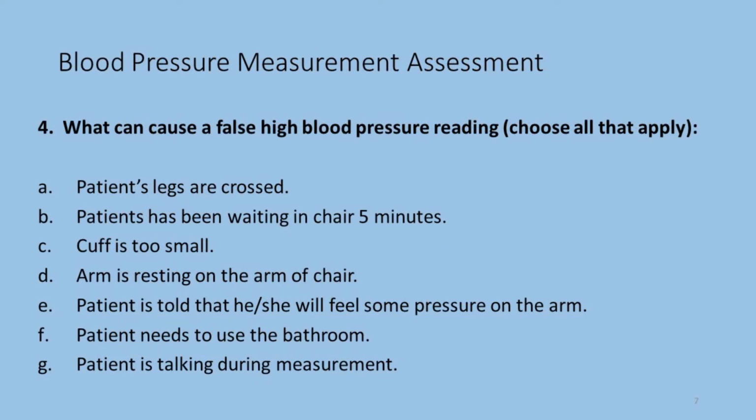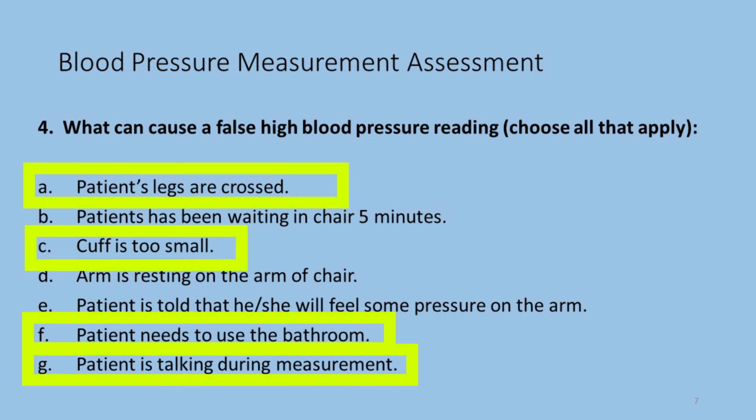Question 4. What can cause a false high blood pressure reading? Choose all that apply. This session will pause briefly so the answer can be considered. How did you answer? This question had 4 answers: A, C, F, and G. A. Crossed legs can cause a false reading. C. A cuff that is not the right size can affect blood pressure. F. A need for the patient to empty the bladder or bowels can affect the blood pressure. And G. Patient talking during the measurement can affect the measurement as well.